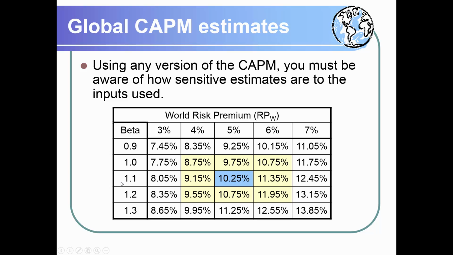Now what happens if the beta goes to 1.1, like we saw, and the world risk premium is 7%? The cost of equity is 12.45. So what we are trying to show here is that our estimates of the cost of equity are very sensitive to two things: the beta of the firm and the world risk premium, or the market risk premium. So whenever you talk about estimating the beta, you have to be careful about how you estimate it, what is the appropriate market, or what index you should be using.